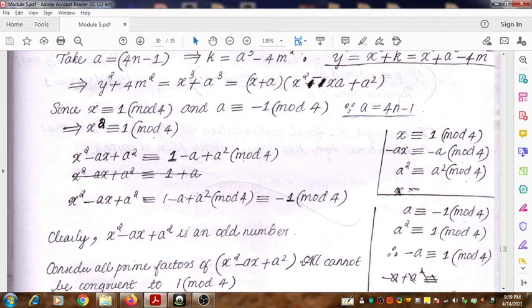Okay, but 1 minus a plus a square, how can you combine that? 1 minus a, and that is written congruent to minus 1 mod 4. How can we write that?